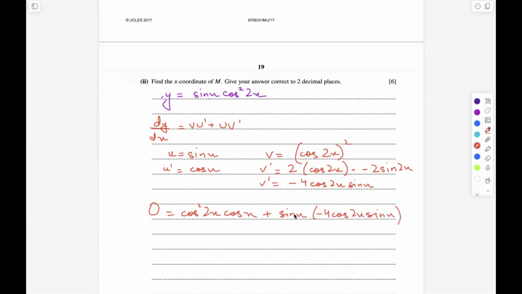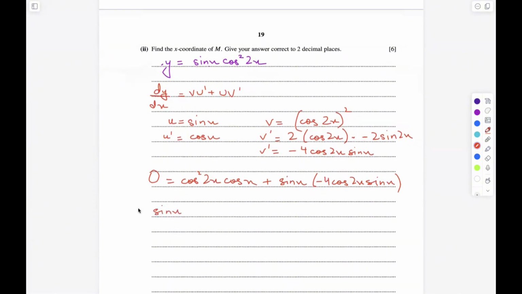We can take this term, sin x into minus 4 cos 2x sin x, on the right hand side. So this will become 4 sin x, and this is sin 2x, cos 2x, equal to cos squared of 2x cos x. Now we can cancel out cos 2x with cos squared 2x. Now in place of sin 2x, we can substitute. So sin 2x is the same as 2 sin x cos x.